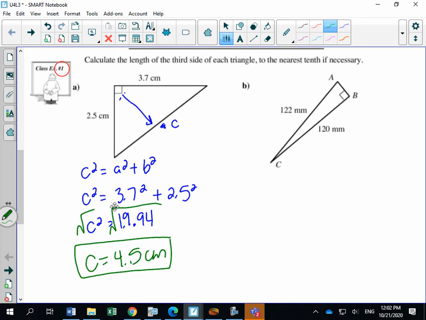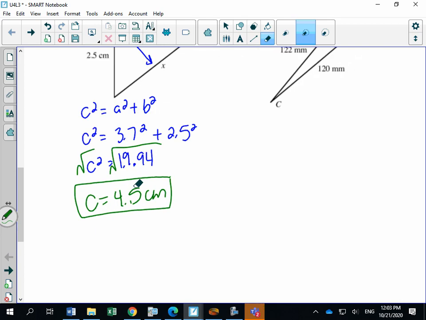Okay. Oh, actually, you guys, one thing I should say. Technically, what's more correct is at the end of the day, I shouldn't call that side C. What do they want me to call that side? X. So I use C because that's what I know that they want me to use in the formula for Pythagoras' theorem, but they actually said, no, please call that side X. So I'd erase the C and I put the X at the end.